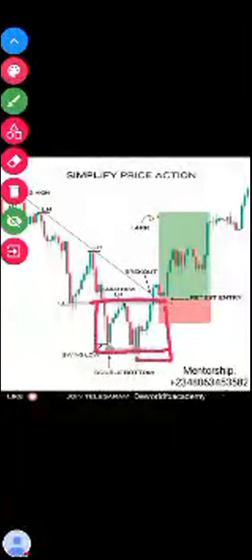Not seeing this range. Look at this now. This is the range, right? Once you see this range now, this is where you prepare for your trade entry. And where do you prepare?